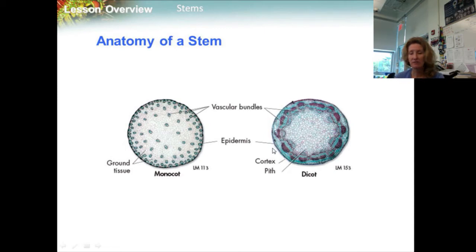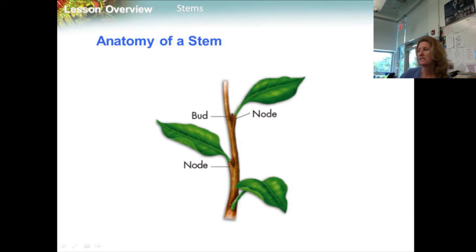These cross sections through a monocot and a dicot stem show the epidermis, vascular tissue, and the ground tissue. The ground tissue is white, the vascular is a turquoise color there. Same on this side too. Growing stems contain distinct nodes where leaves are attached, as shown in this figure. Small buds are found where leaves are attached to the nodes, little buds right there. And the buds contain the apical meristems that can produce new stems and leaves.